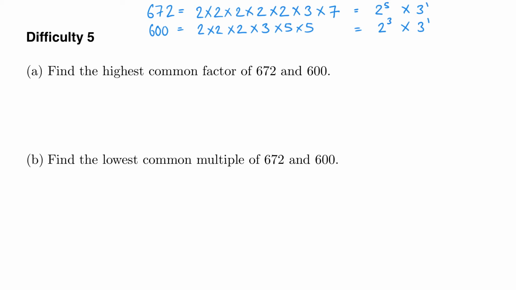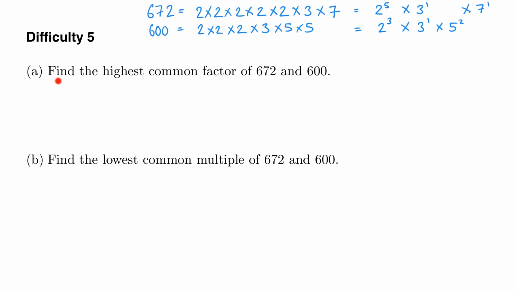Now, I've also got a 7 in the 672, and I've got 5's in 600. So I'm going to write the 5 to the power of 2 here, and I'm going to leave a little blank there and write multiplied by 7 to the power of 1. So I've now taken account of this 7 as well.